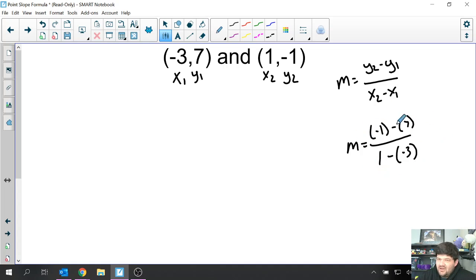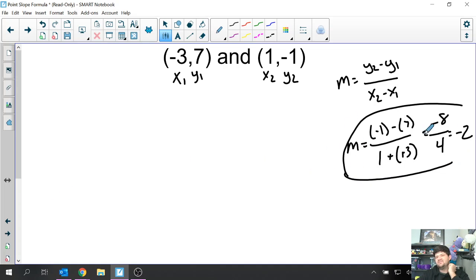When you just simplify this down, -1 minus 7 is -8. And then 1 minus -3, remember minus a negative changes to a positive. So 1 plus 3 is 4. -8 divided by 4 simplifies down to -2. So our slope is -2. This is the only thing that's different from what you saw, is you have to do the slope first. And again, we've used the slope formula before, so this shouldn't be anything nuts.